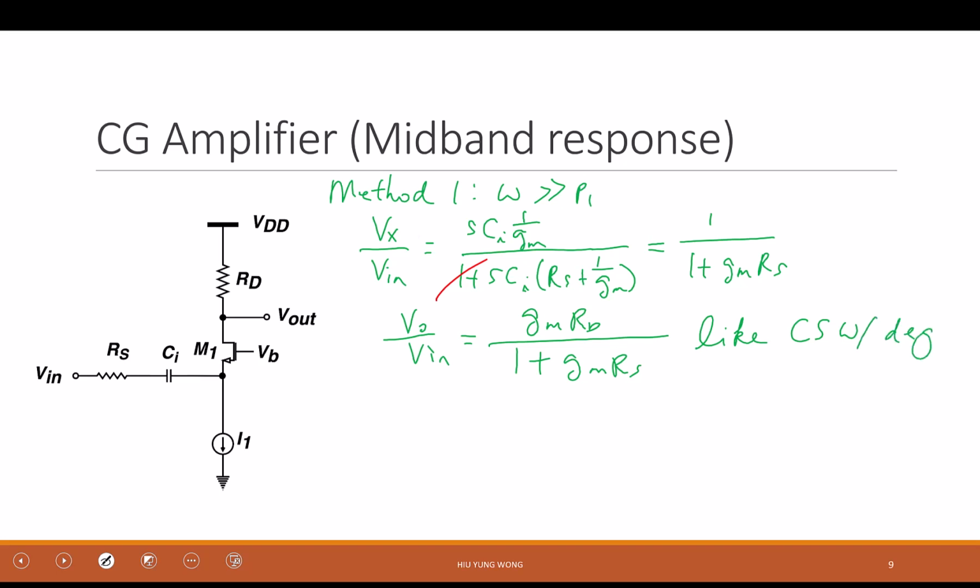The gain of this circuit is like this. If I have RD and I have RS, the gain is approximately equal to gm RD divided by 1 plus gm RS, right? And why do we have RS? Because I have a source resistance from the source, which is usually small. If it is small, then this is just gm RD, which makes sense.